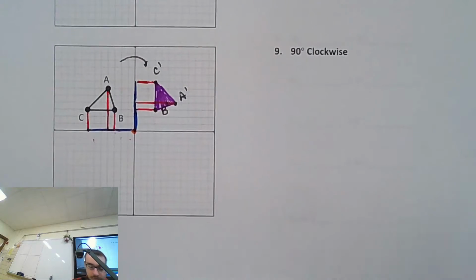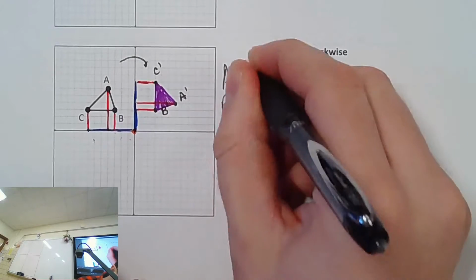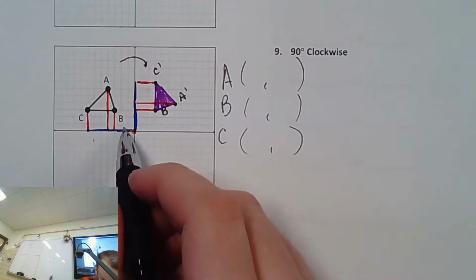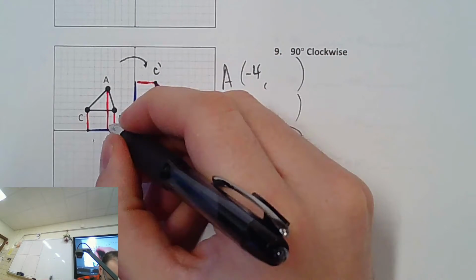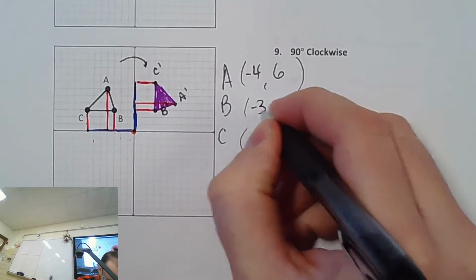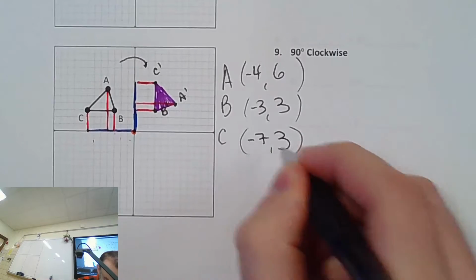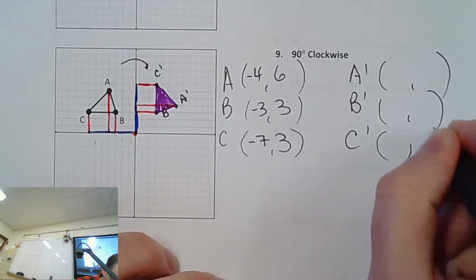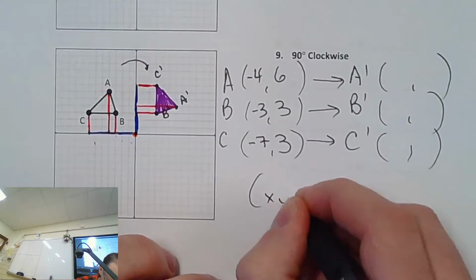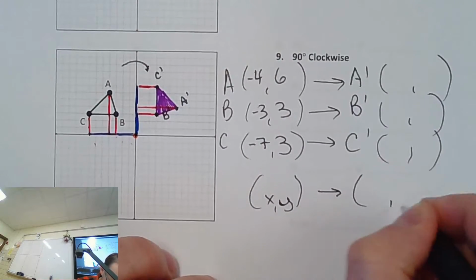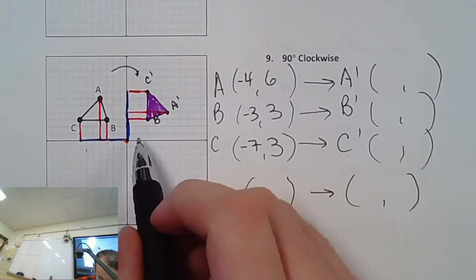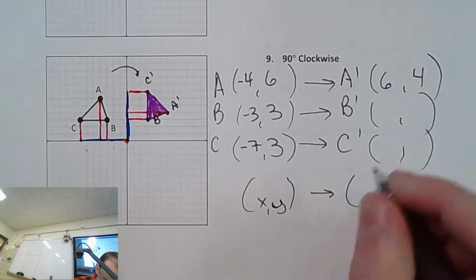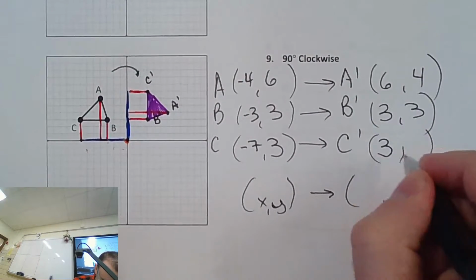So let's talk about what the rule is. A is negative 1, 2, 3, 4, and up 1, 2, 3, 4, 5, 6. B is negative 3, 3. C is negative 7, 3. Does that check out with what you guys have? Okay. A prime, we said, was 1, 2, 3, 4, 5, 6, and up 4. So 6, 4. B was 3, 3. And C prime is 3, 7.